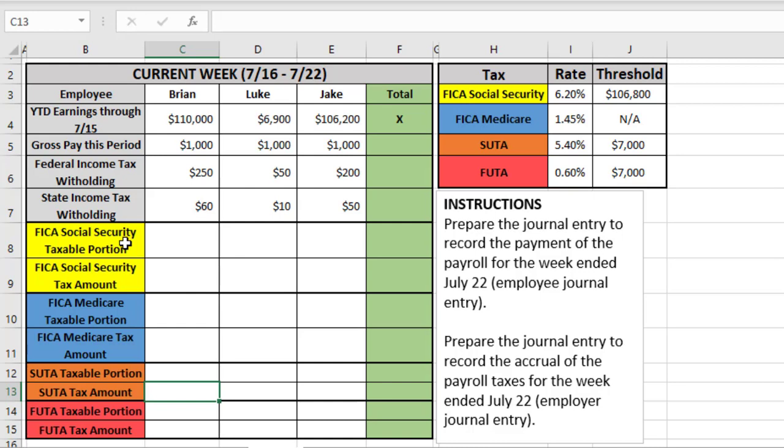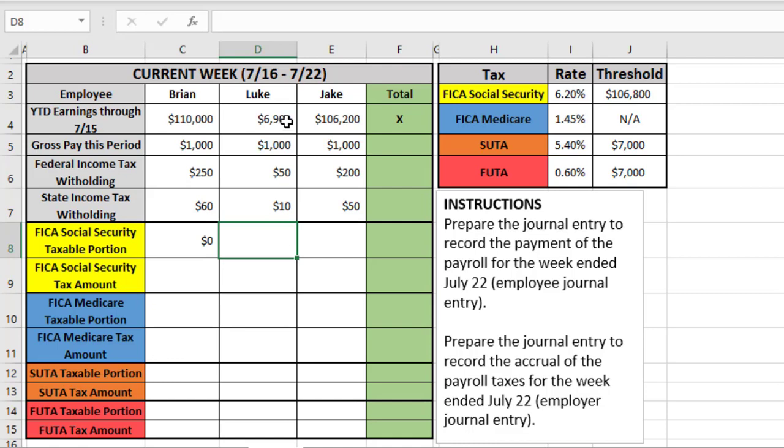So first, let's think about the FICA Social Security taxable portion for each employee. We have Brian here who made $110,000 in the period up until this current week. Now we know that the FICA Social Security threshold is $106,800. Well, that means that Brian has already made more than the threshold, since his income is over $106,800. So therefore, we're not going to tax him anymore. He's already paid all of his taxes based on the Social Security. So therefore, the FICA Social Security taxable portion is going to be $0.